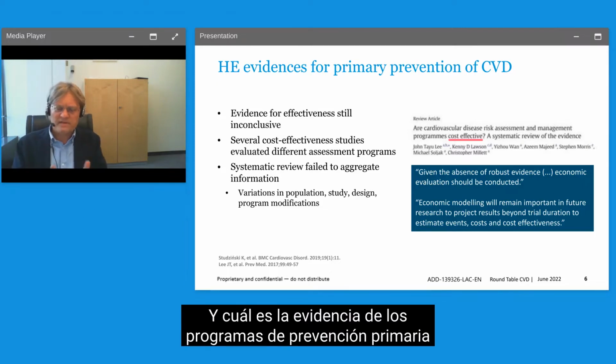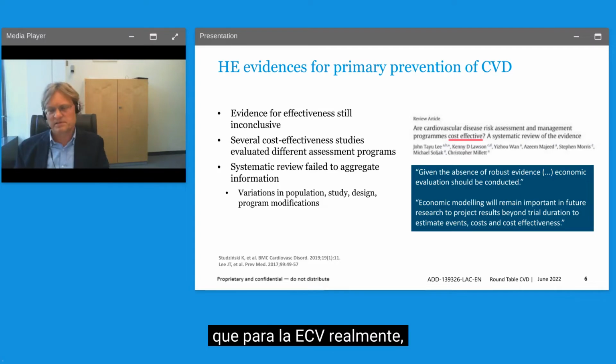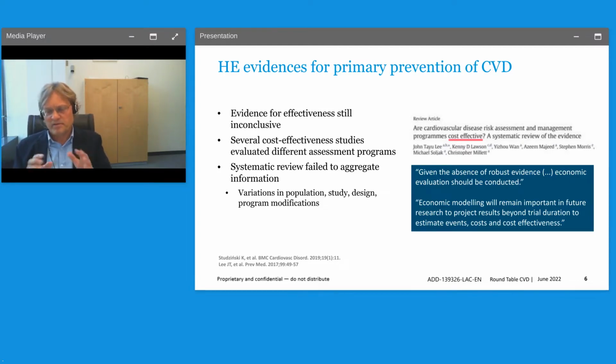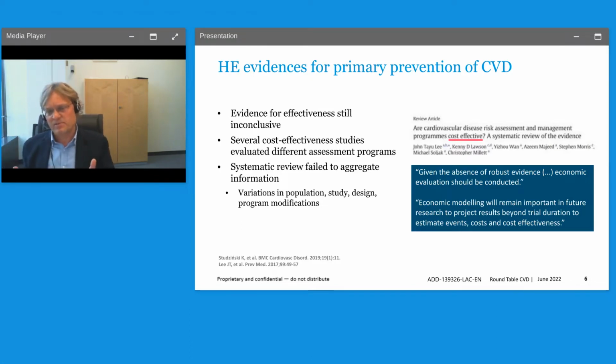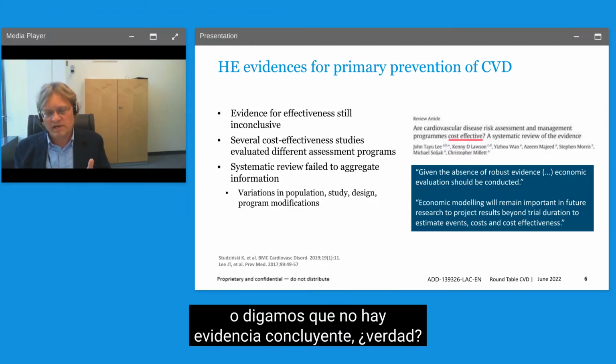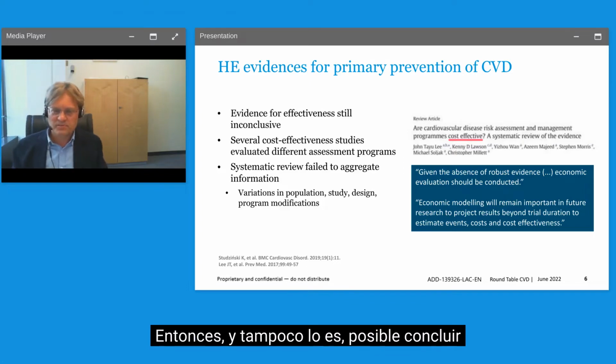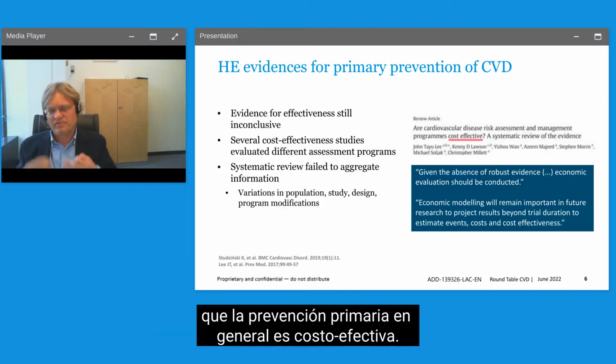And what the evidence on primary prevention programs for CVD really shows, and that is what we already heard in the previous talk, is that there is no clear evidence, or let's say there is no conclusive evidence, right? It is also not possible to conclude that primary prevention in general is cost effective.